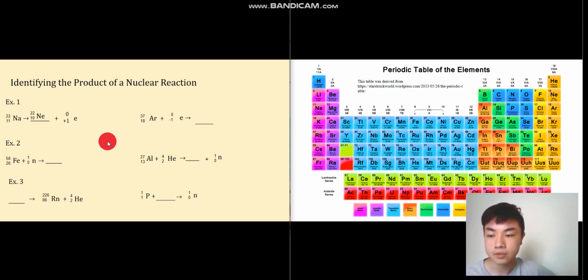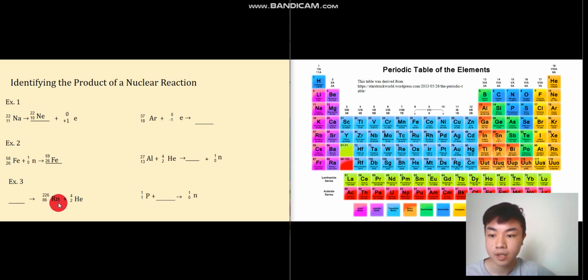In example 2, we have iron reacting with a neutron. We know that 26 plus 0 is going to be 26. And so over here on the right side, the atomic number is going to be 26 as well, and that's just going to be iron from the periodic table. We know that the mass is going to be different this time because it's going to be 58 plus 1, which is 59. So it's just going to be 59 over 26 for iron.